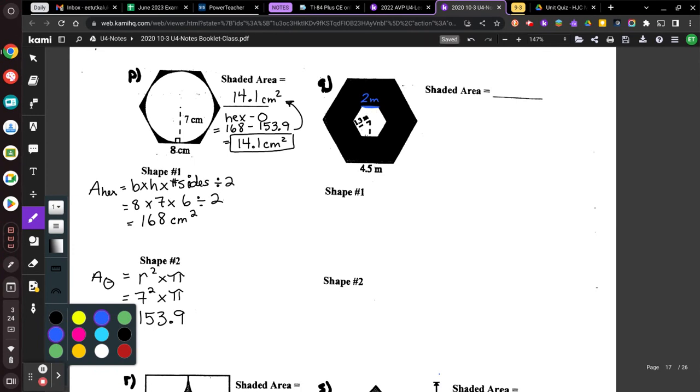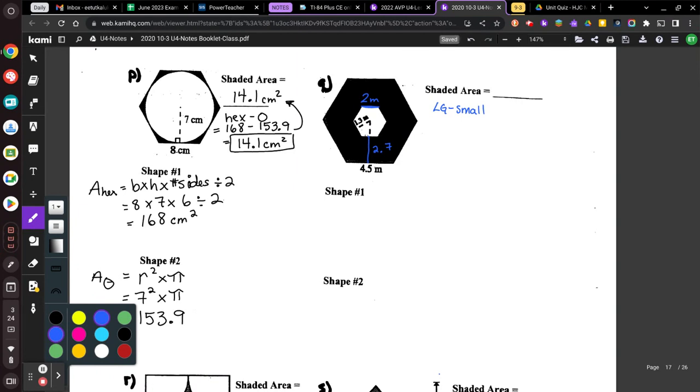Here we've got 2.7. Right here is 2.7. All right, so in this case, we need area of the large hexagon, subtract area of the small hexagon, and that's what we're going to be doing.